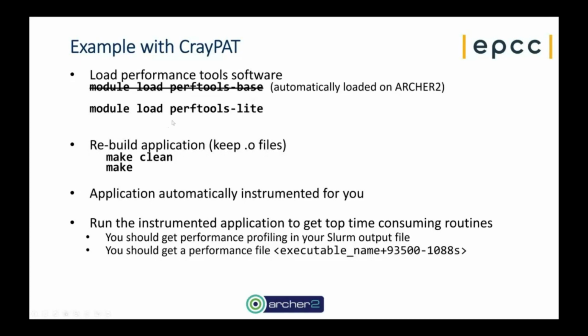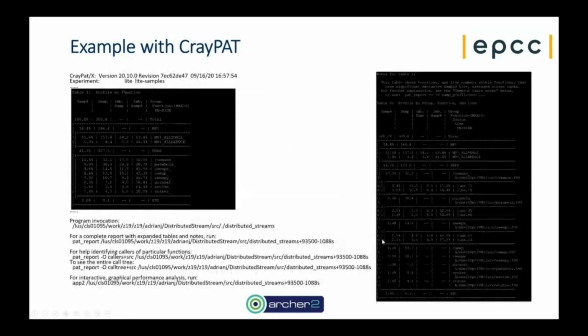and then we don't have to change our compiler flags here. We just rebuild the application with this module loaded, and that will automatically have updated the compiler to turn on the profiling. And then we run our application and we get a performance file out the end, which we can then use to visualize. So here's an old example, but an example of the kind of thing you get out of CrayPat. This is the command line output.